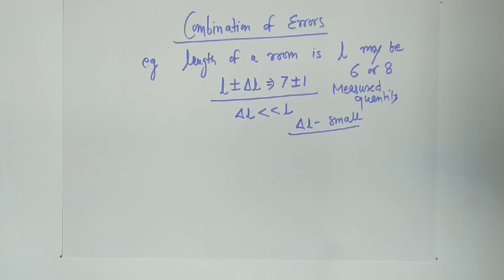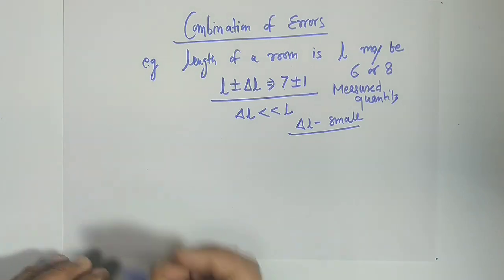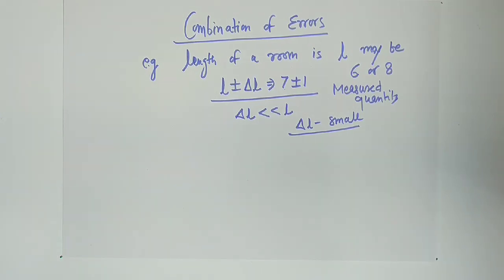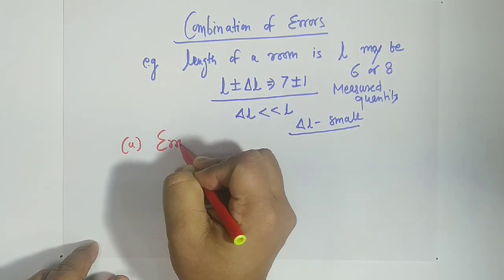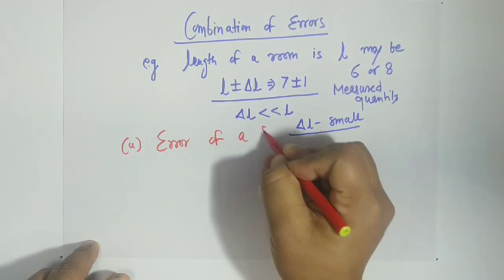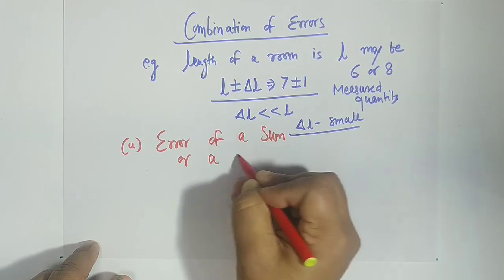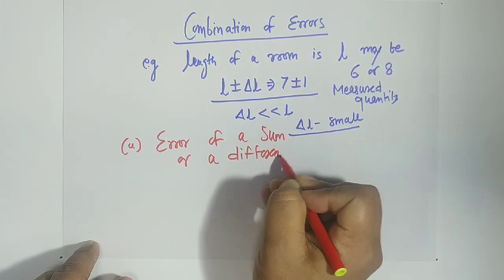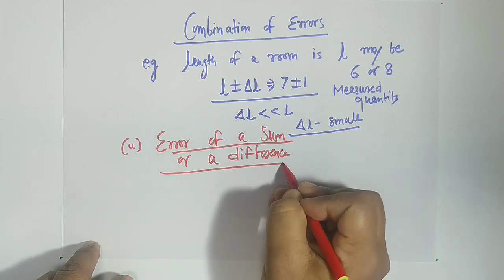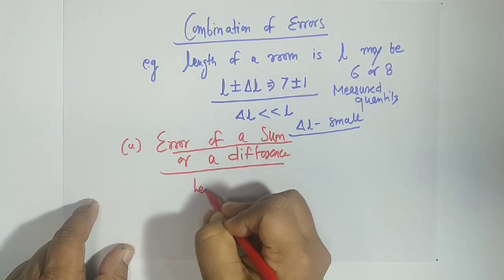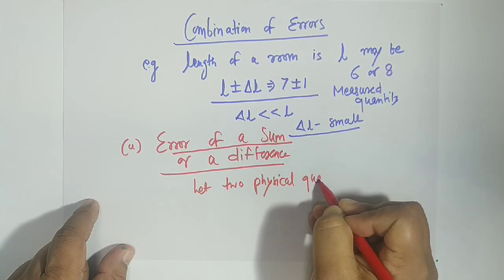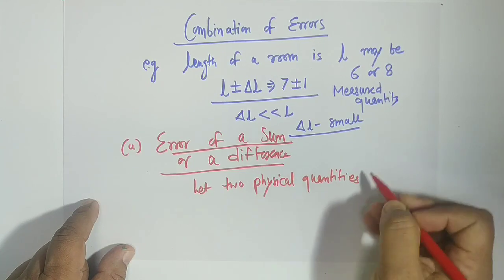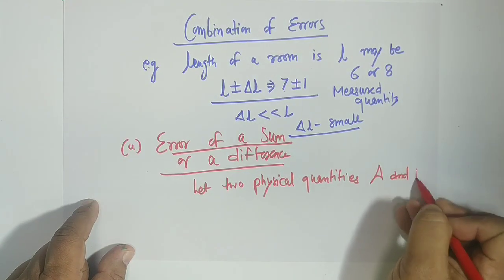So today we are going to follow, one by one, the rules related with error. The first rule, or the first law, is related with the error of a sum or a difference. That means when they add and when they subtract, what happens to the error value. So let two physical quantities be given. Let A and B be any two physical quantities.